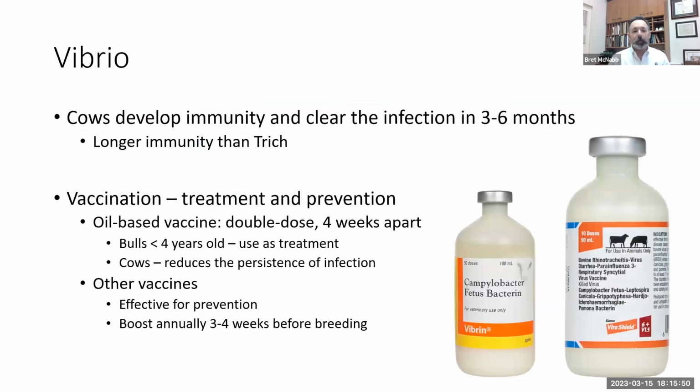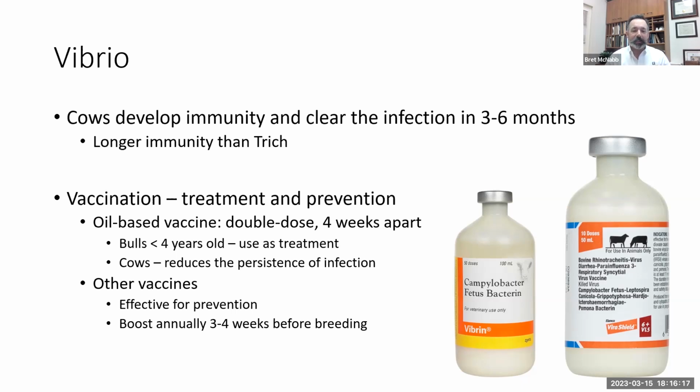So again, cows develop immunity, they clear the infection entirely, and they often have an immunity that lasts 1 to 2 years before it starts to wane and go away. So if you're not vaccinating for Vibrio, you might see over the course of many years your pregnancy rates ebb and flow, because you might see years where you have a good immune response and the cows can fight off the infection. Other years you might not.